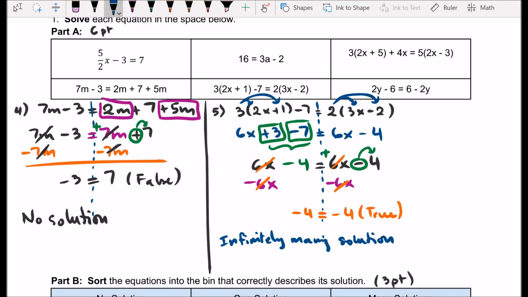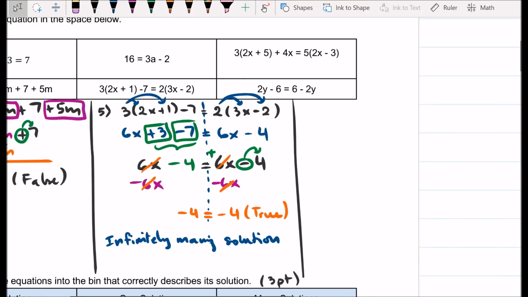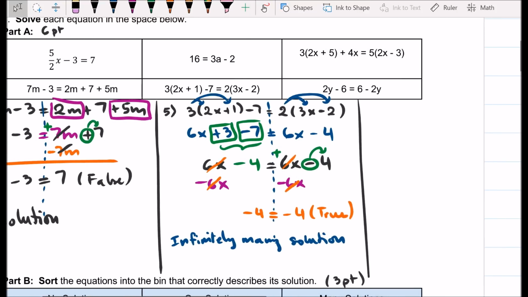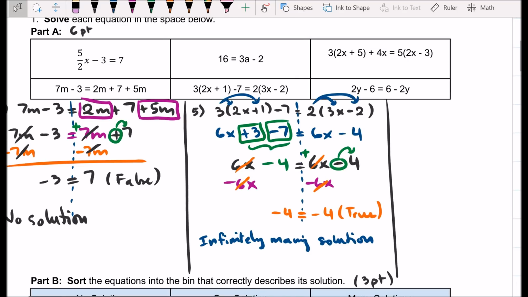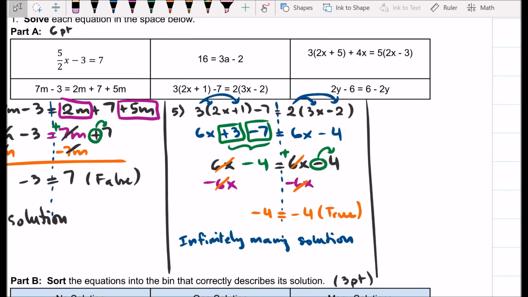Alright, and we have the last problem, number 6. Please do not assume the last problem has to be infinitely many solutions again, because then we already have 1 one solution, 1 no solution, and the last one has to be infinitely many solutions because we expect 2 on each. That is not always true. Number 6, 2y minus 6 equals 6 minus 2y. We're gonna solve for y.